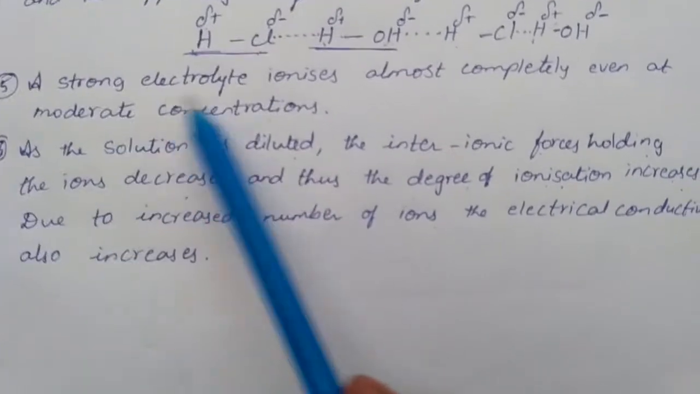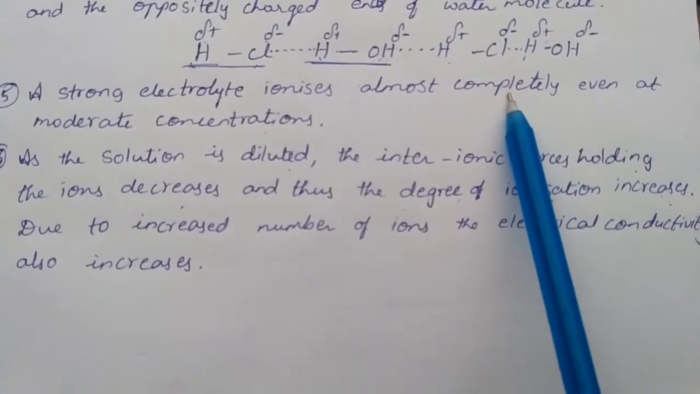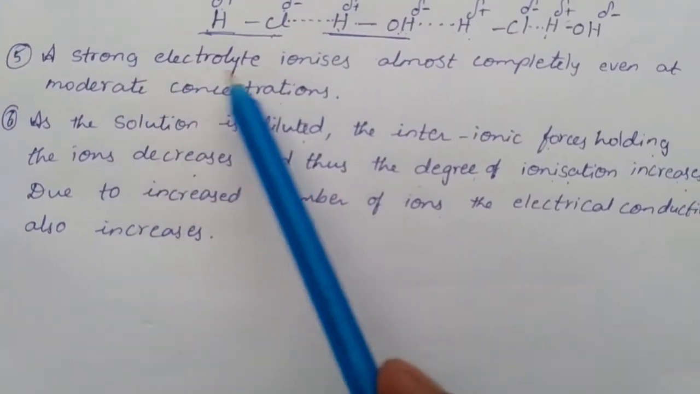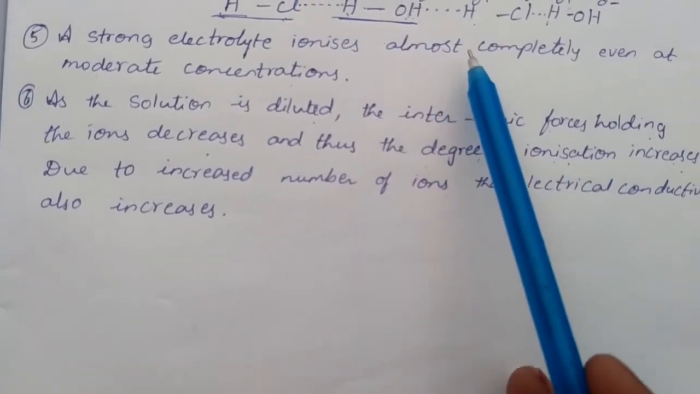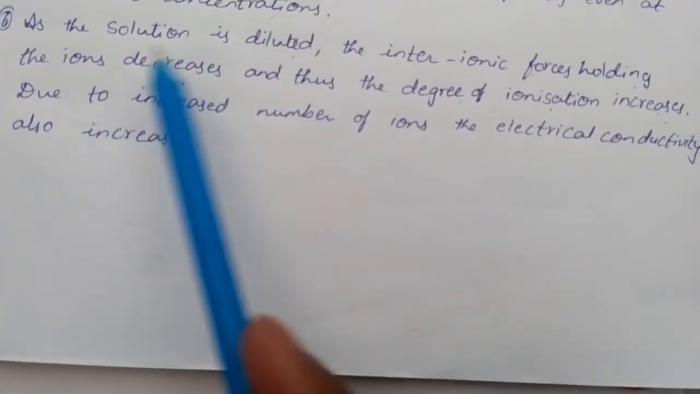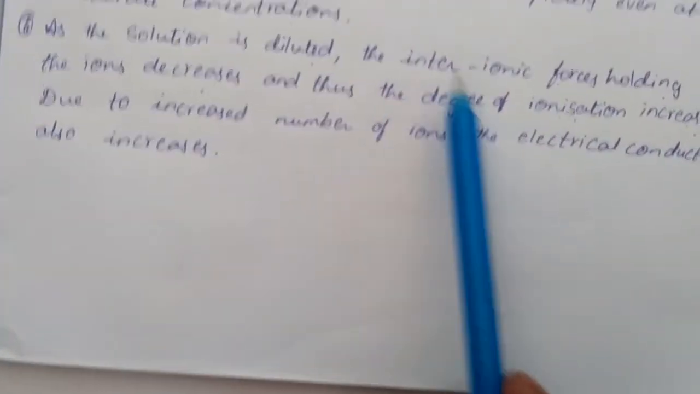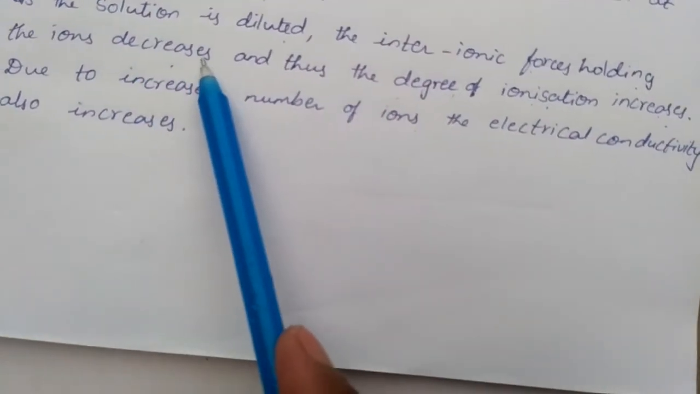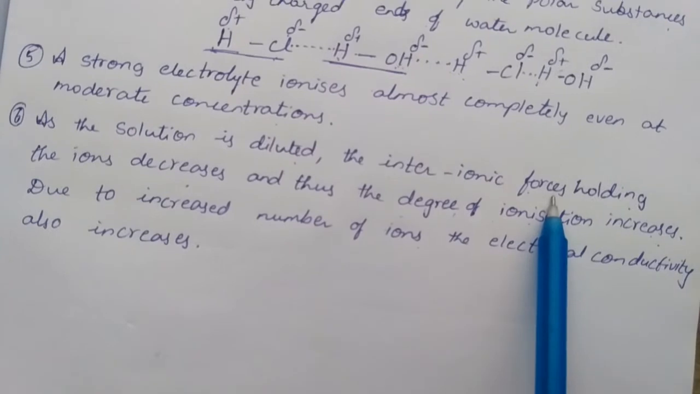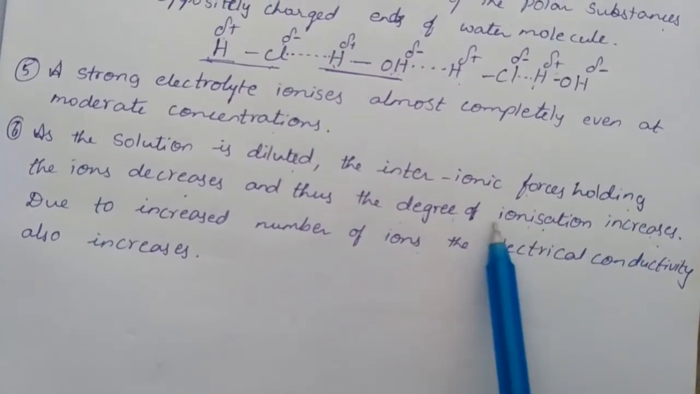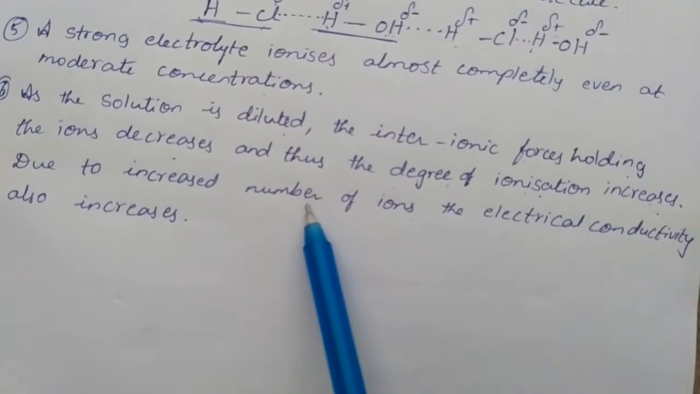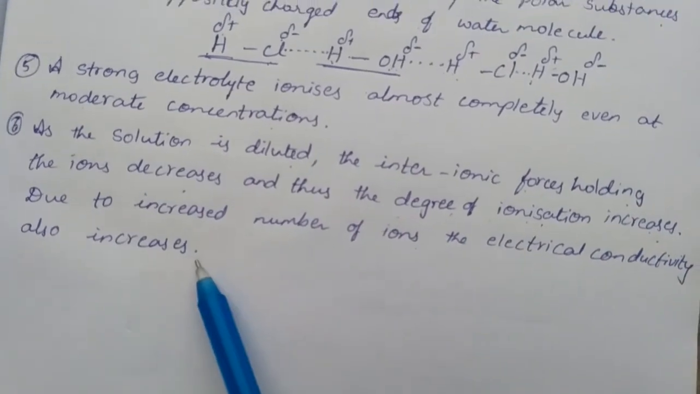A strong electrolyte ionizes almost completely even at moderate concentration. It forms positive and negative charges. As the concentration is diluted, if we add more water, the inter-ionic forces holding the ions decrease, and thus the degree of ionization increases. That means if we add water, the ionic forces decrease and it forms more ions, so the degree of ionization increases. Due to the increased number of ions, the electrical conductivity also increases.